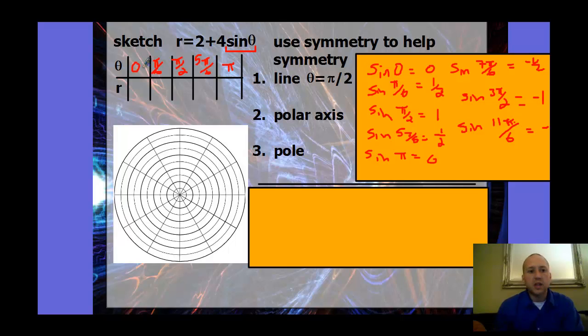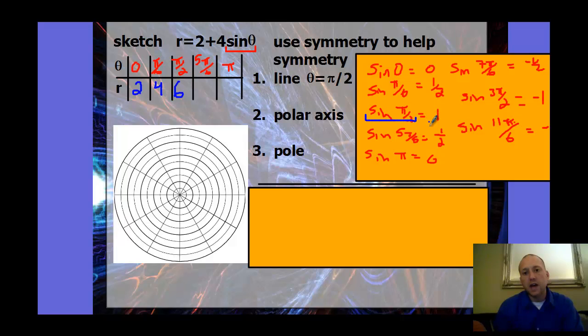So I punch those in. The sine of 0 is 0. 0 times 4 is 0. 0 plus 2 would be 2. Sine of pi over 6 is 1/2. 1/2 times 4 is 2. 2 plus 2 is 4. Then I put in sine of pi over 2, I get 1. 1 times 4 is 4. 4 plus 2 is 6. Notice that this is the biggest value I can get.